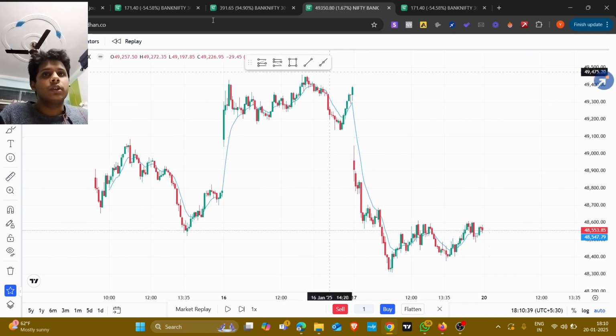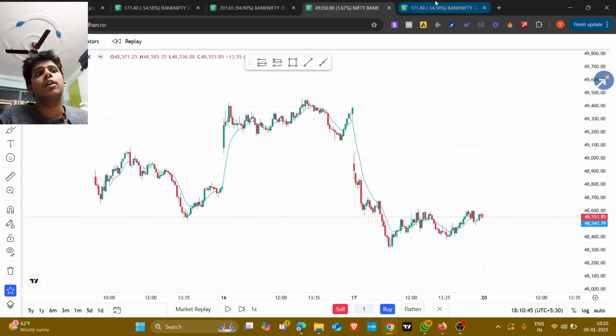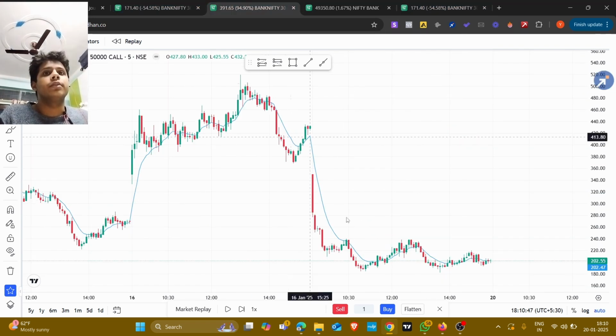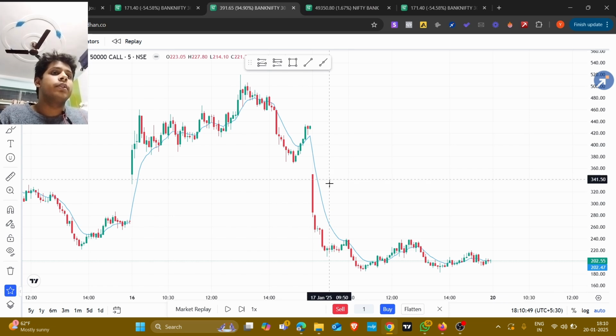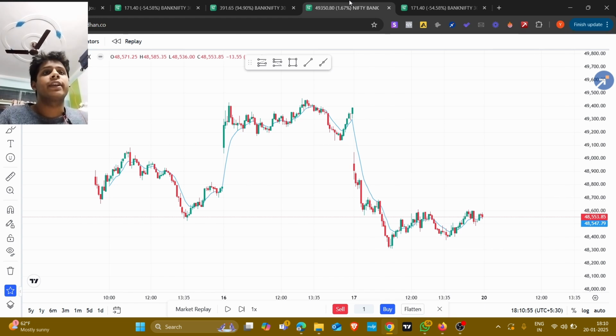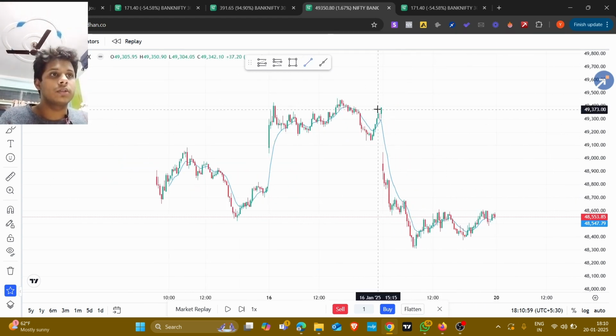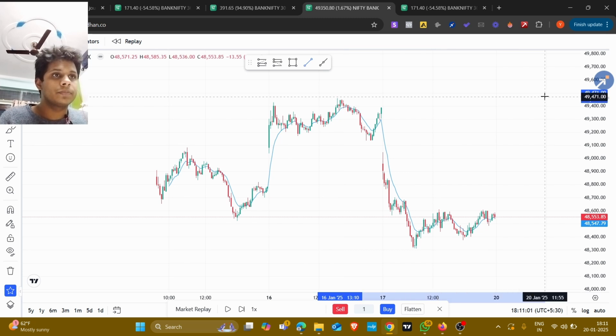Okay, so here as usual I have three charts open on my desktop. The first one is the usual index chart, the second one is the put chart, and the third one is the call chart for the same, averaging about 400 to 500 rupees per contract. Okay, so this is the index chart. So here we're gonna draw some trend lines over here.